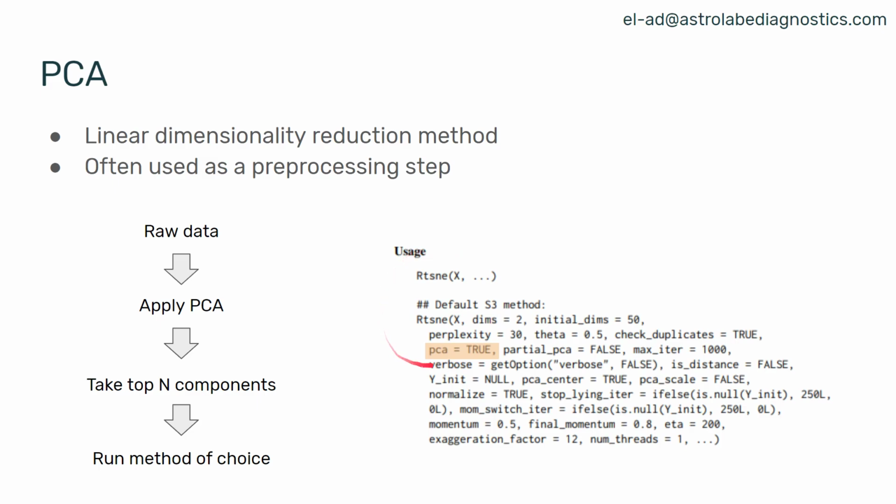And here is an example from the documentation for Rtsne, the R package that runs the t-SNE dimensionality reduction algorithm. One of the parameters is PCA, and it lets you choose whether you want to run PCA before applying the t-SNE algorithm itself.